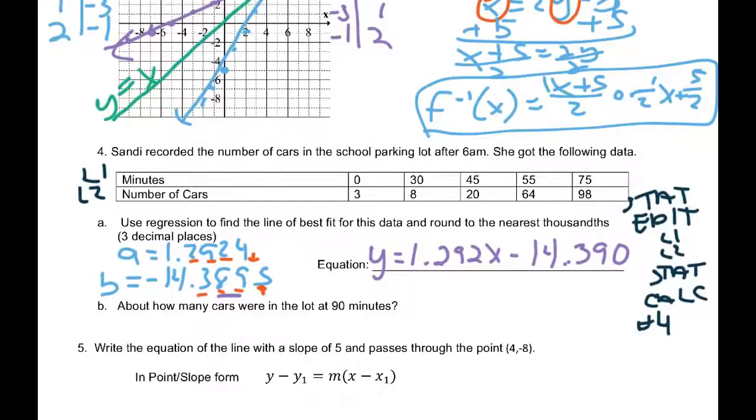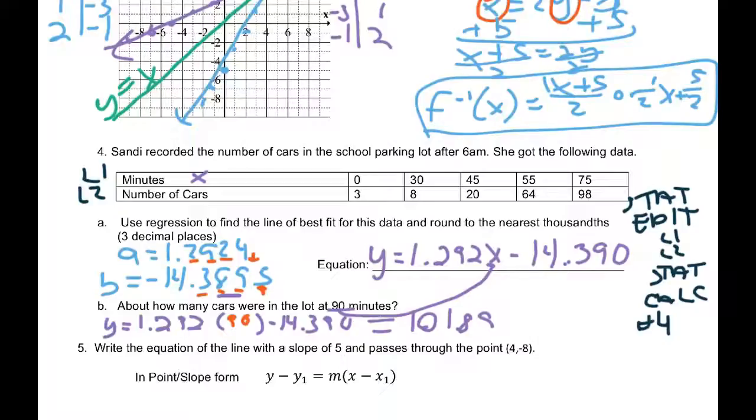All right, then the question says about how many cars would be in the parking lot at 90 minutes. We know minutes is our x value, so we just plug that 90 in for x, and we solve for y. Right, so 1.292, in parentheses we put our 90, minus 14.390. All right, if you plug that in there, you got 101.89. We know we're talking about cars, so we need a whole car, right?